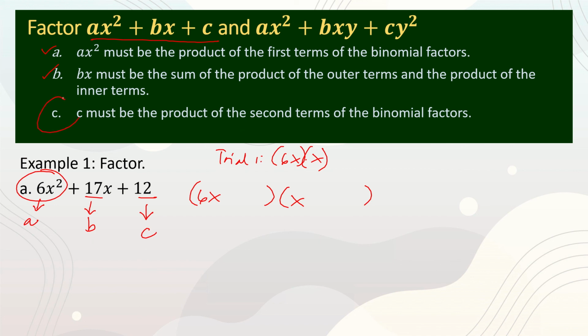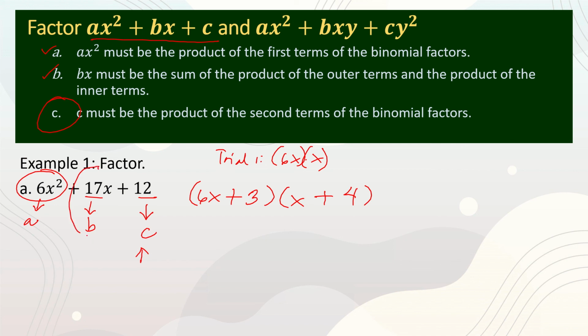So the C naman must be the product of the second terms of the binomial factors. So I think in my end, I would rather do the C first. Because if you do that, you look at the C and then choose some factors for 12. Let's say I'll choose 3 and 4. Say plus lahat. So my first trial is 6x plus 3 times the quantity of x plus 4.